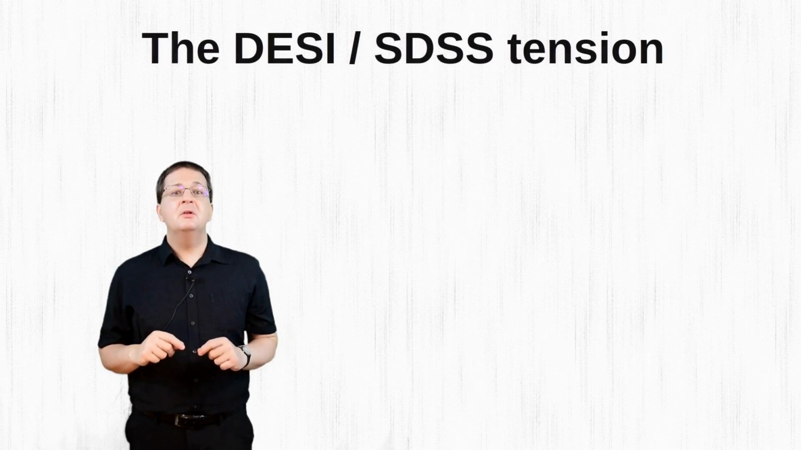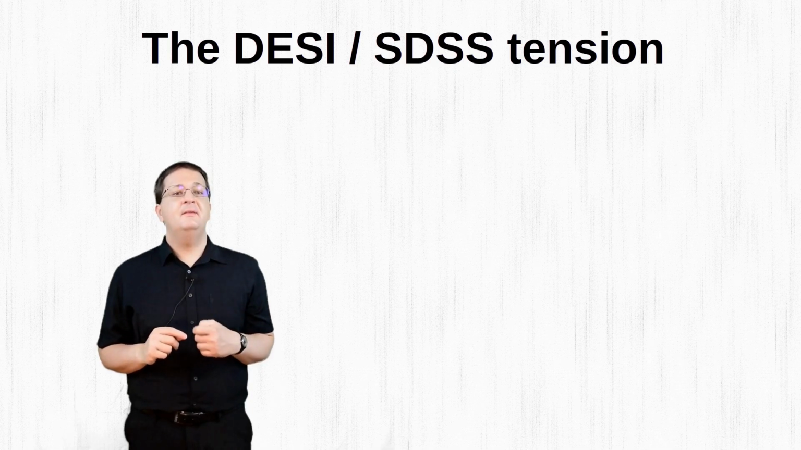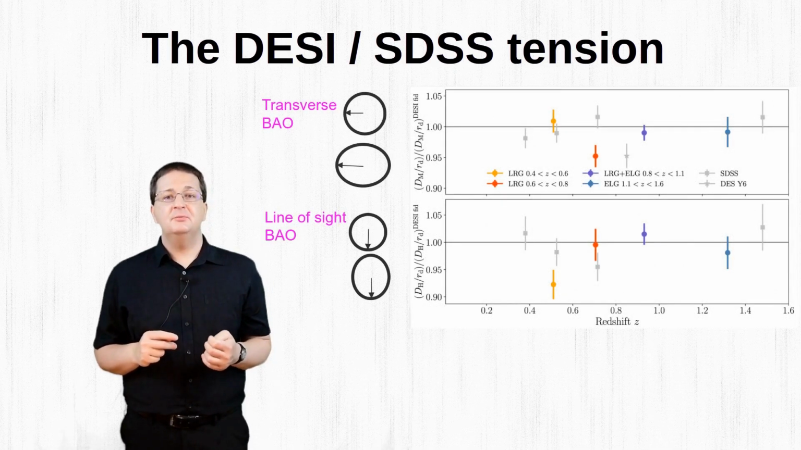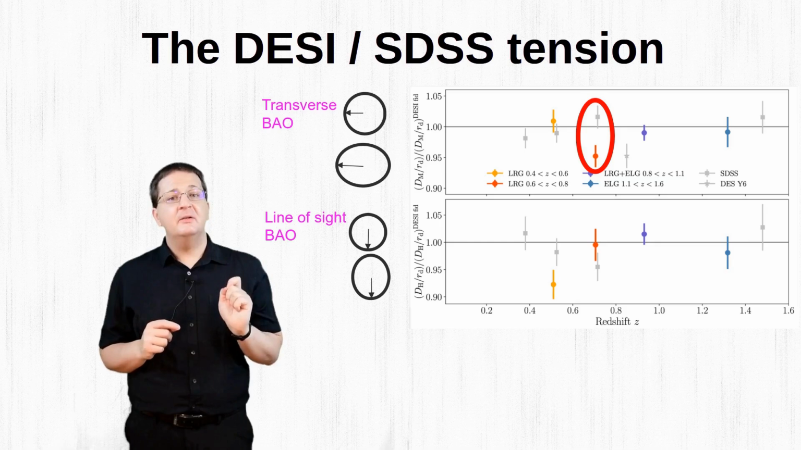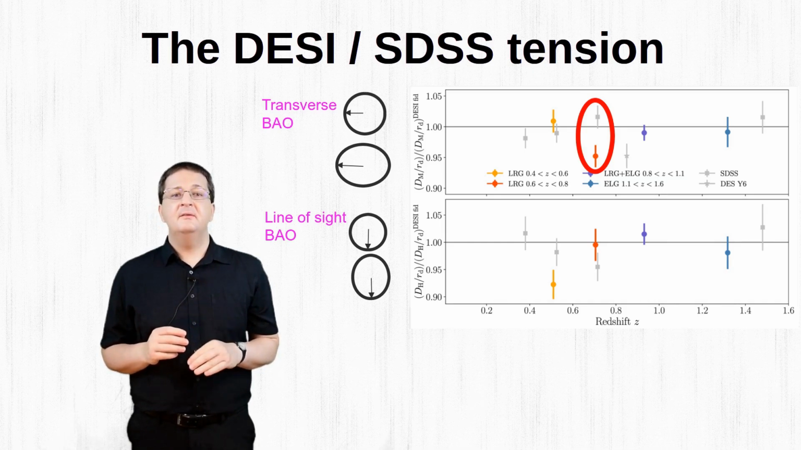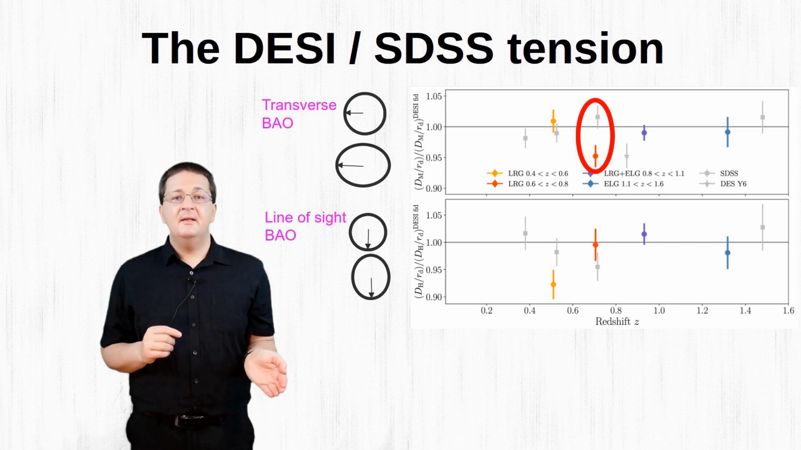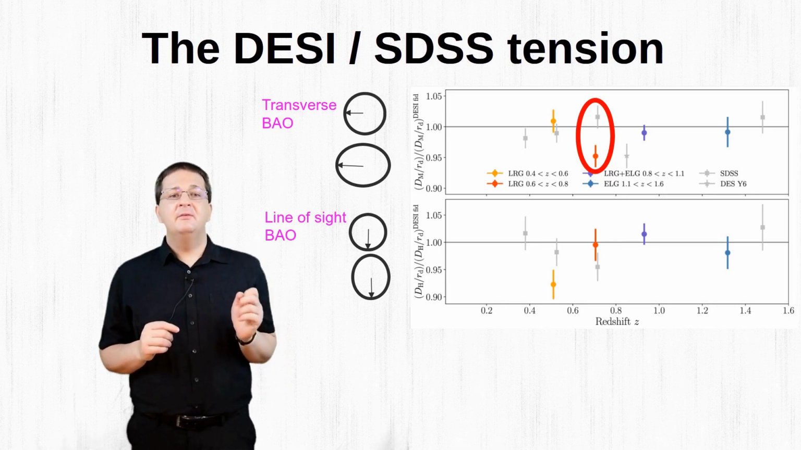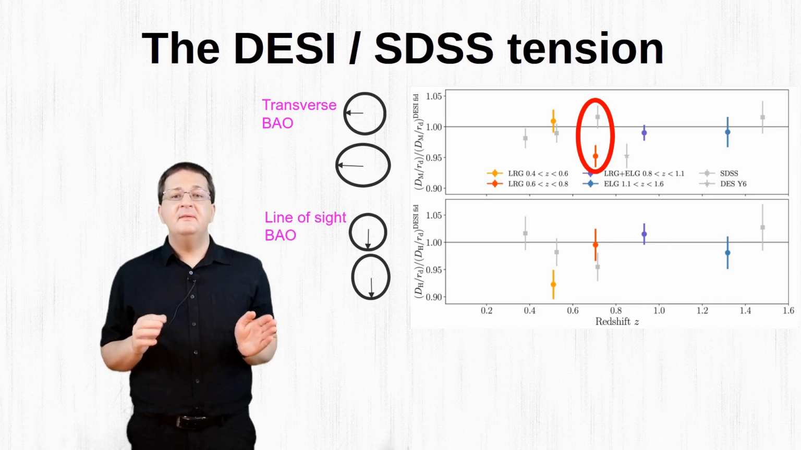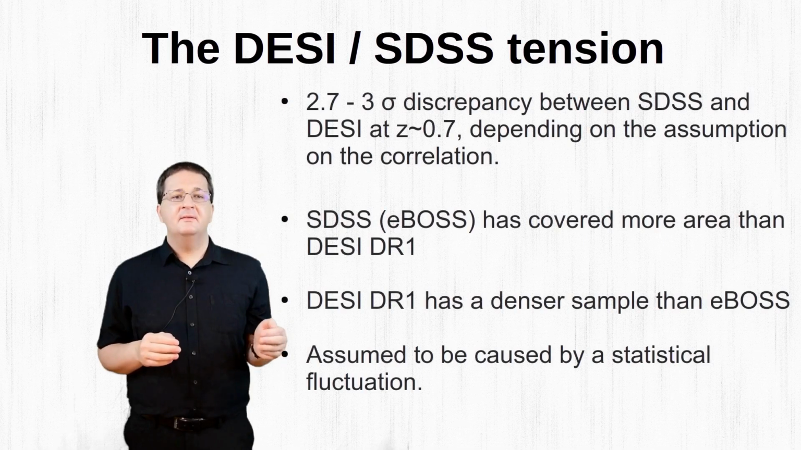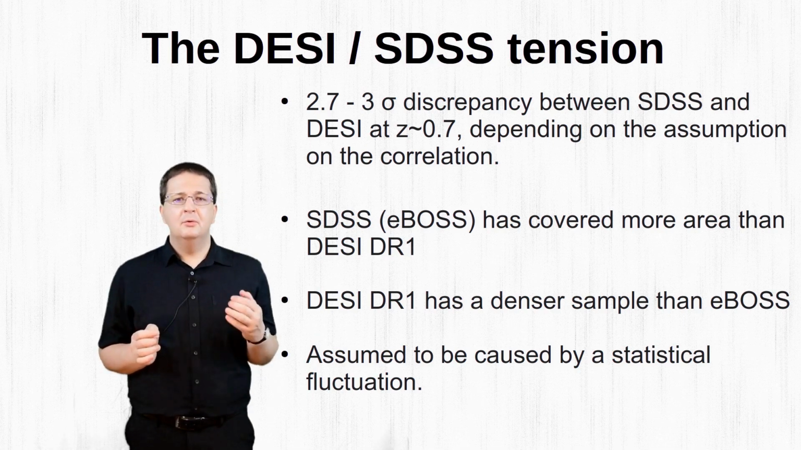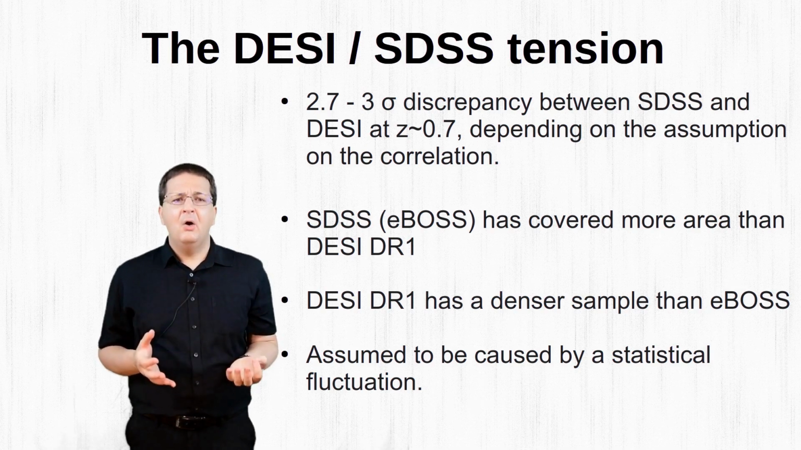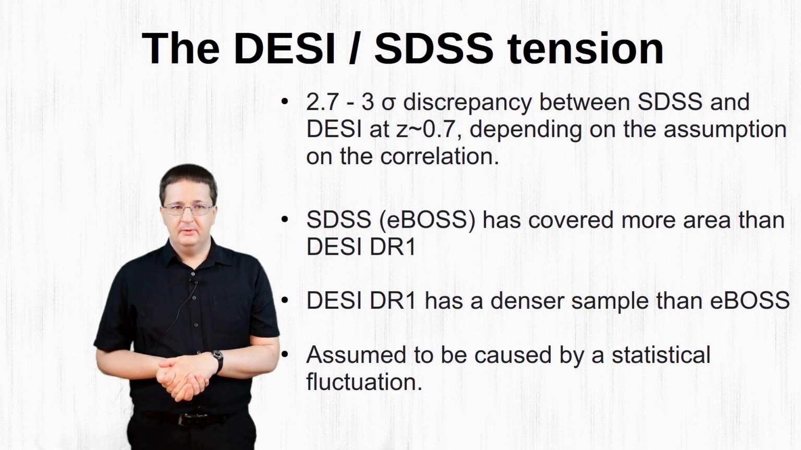These surprising results brought a lot of attention to all details of the DESI DR1 data, and people pointed out the tension between SDSS, or more precisely eBOSS, and DESI DR1 in one particular data point. For luminous red galaxies around a redshift of 0.7, the SDSS and DESI DR1 data points for alpha perpendicular are at almost 3 sigma tension. While SDSS has covered more area than DESI DR1, DESI has the denser sample. We assume that this particular tension is just due to some sample variance, but how can we better understand what's going on there?